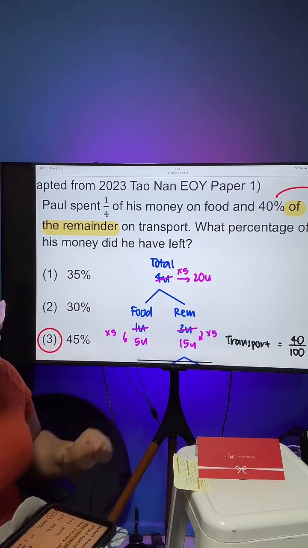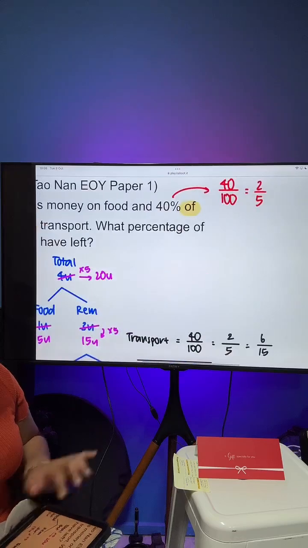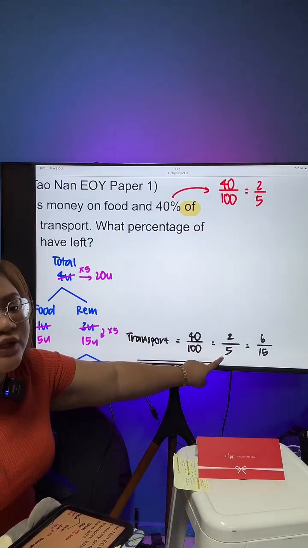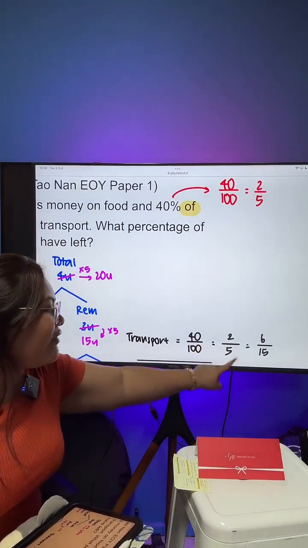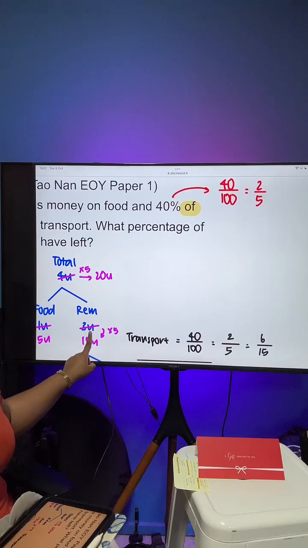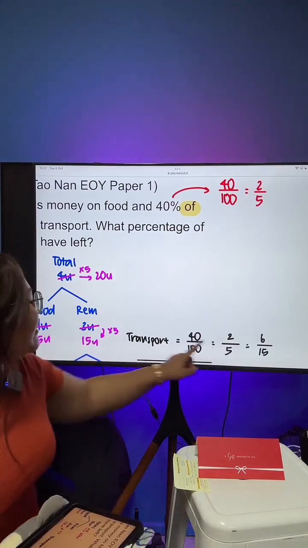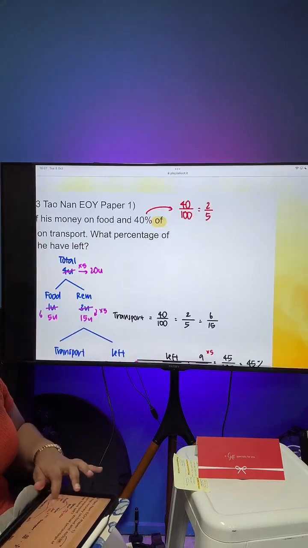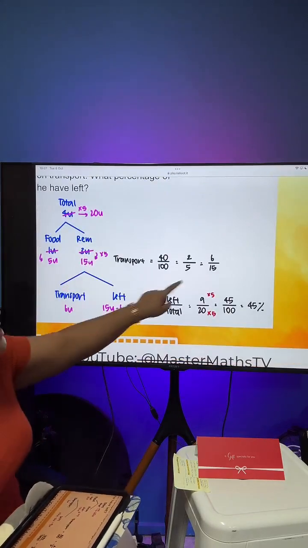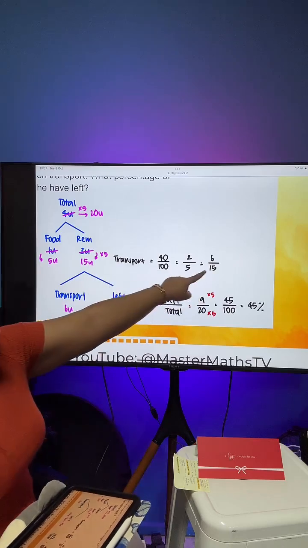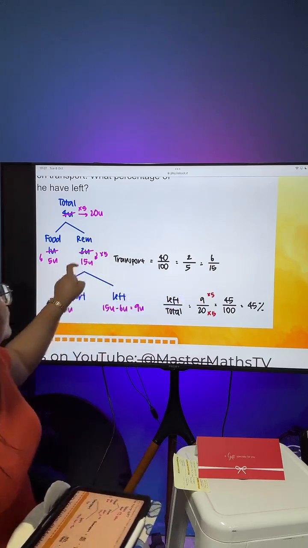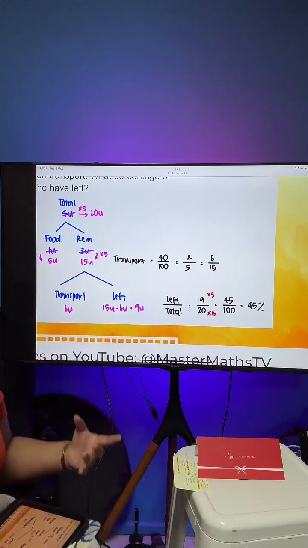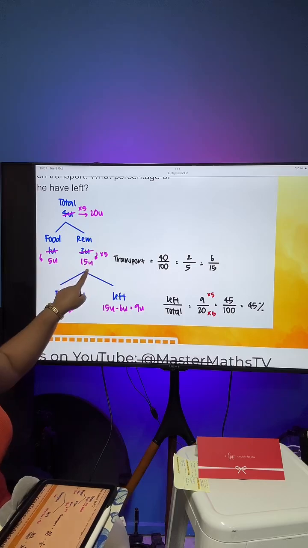Okay? The problem right now is that I have converted transport into 2 out of 5. But this 2 out of 5 tells me the remainder is supposed to be 5. My remainder here is only 3. I cannot have 5 and 3 when they refer to the same thing, which is the remainder. So I make it the same value, which is 15. So that I know the remainder refers to the same part, which is 15 units. And how do I convert it into 15? I will take 3 times 5 to give me 15.